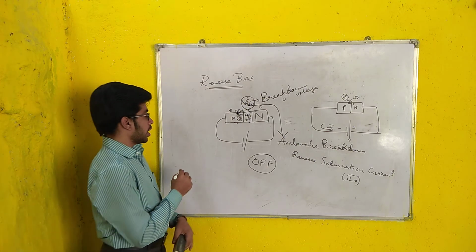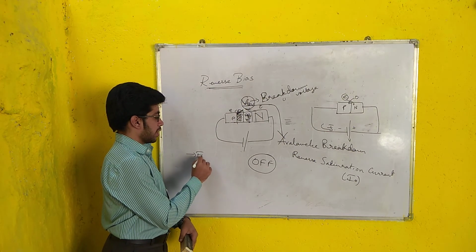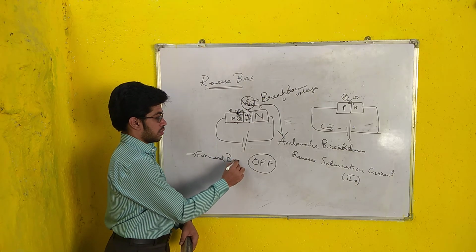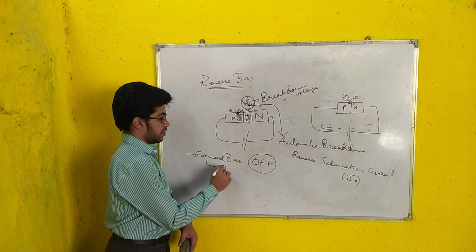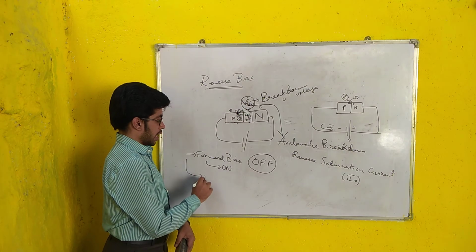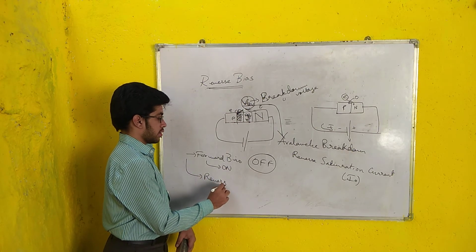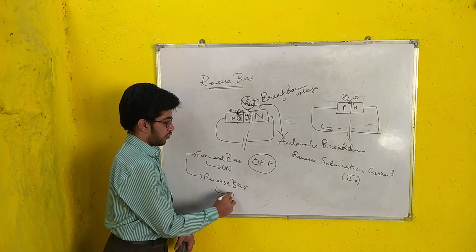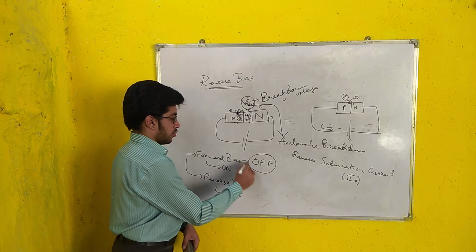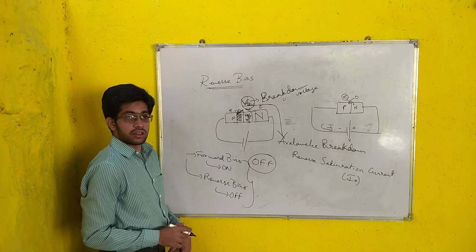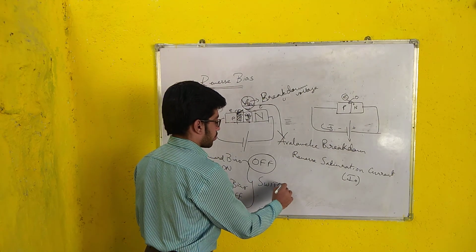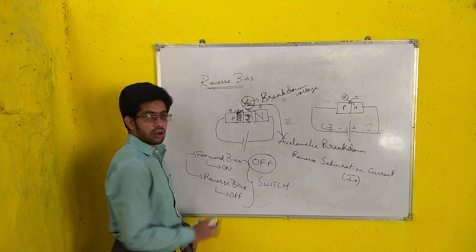So we can conclude that in forward bias the diode is in the on state, and in reverse bias the diode is in the off state. So I can say that the diode works as a switch, that is, on and off.